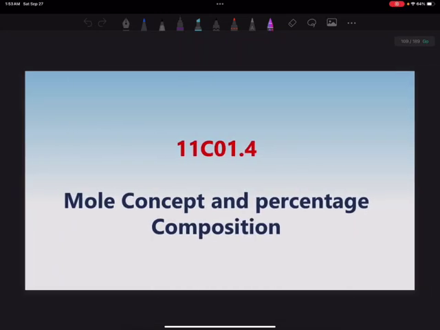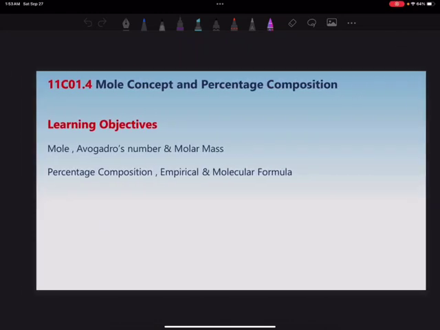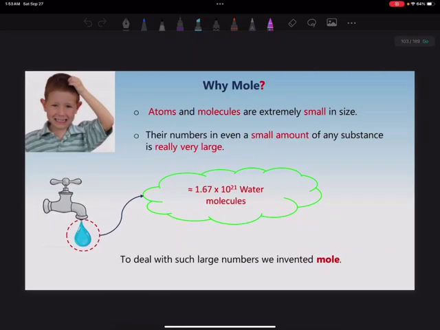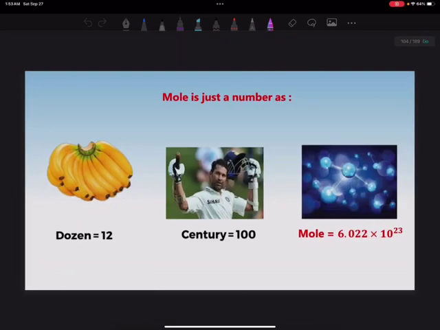Now let's come to the most important part of this lecture, the mole concept. Let's learn what the mole is, what Avogadro's number is, what molar mass is, the percentage composition, and the empirical and molecular formulas. So why do we have to learn the mole and what exactly is the mole concept? Atoms and molecules are extremely small in size. Their numbers in a small amount of any substance are very large. To deal with such large numbers, we invented the mole.